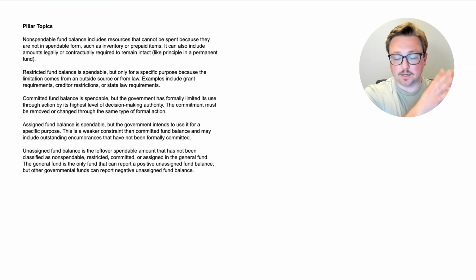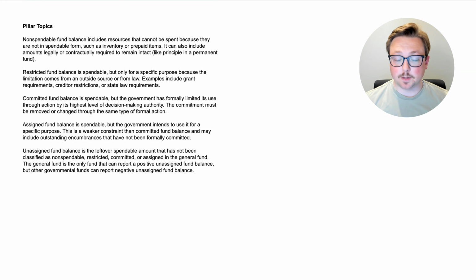permanent fund. And don't get confused by that restriction, because all the other things have restrictions except for unassigned, but they can be spent. Whereas non-spendable means that either it can't be spent because it's not in a form that can be spent, or the restriction is you cannot spend this money. So that's why it's called non-spendable. Let's go to the next one.